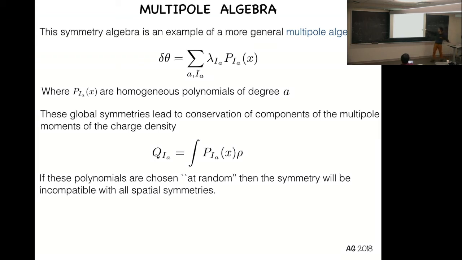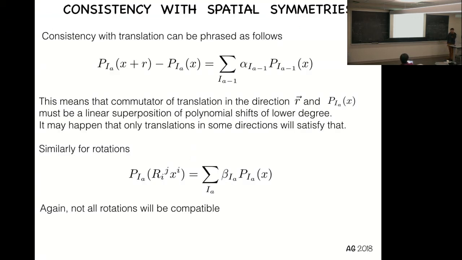I cannot just take any polynomials without thinking. There are constraints that come from spatial rotations and translations that restrict which polynomials I can pick. So one constraint comes from the fact that if I commute the symmetry that corresponds to polynomial P_IA with the translation, then the commutator is equal to just this difference, where the translation is done in the direction R. This difference is a polynomial of 1 degree lower.